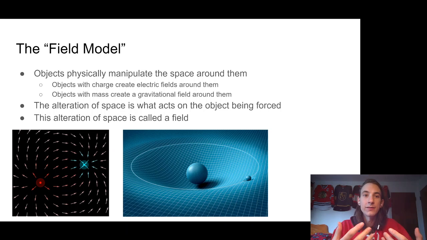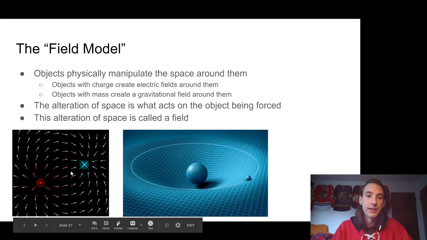So we say that objects are physically able to manipulate the space around them. When we're talking about electric fields, it's because objects have this inherent property of charge, and that charge affects the field around it. When we talked about gravitational fields, objects have this inherent property of mass, and this mass affects the space around it and creates this field. This alteration of space is what's really acting on the object and causing objects to be forced. So this alteration of space, that's what we're going to call a field.